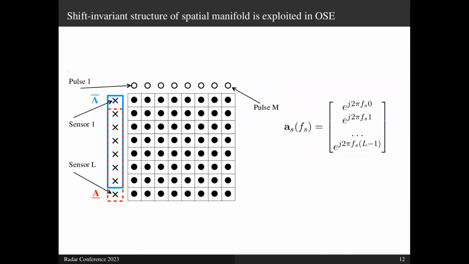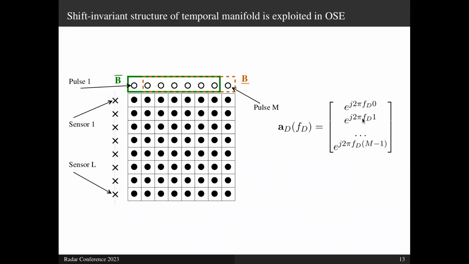So I explained the concept of OSE in terms of the sensor array, because our spatial manifold vector has a Vandermonde structure. But now if we look at our slow time axis, that is, along the pulses, they also have a manifold vector. And if we look at this manifold vector, it also has the same shift invariant structure, because it's also a Vandermonde vector. And as a result, the same idea can be implemented along the pulse dimension as well.